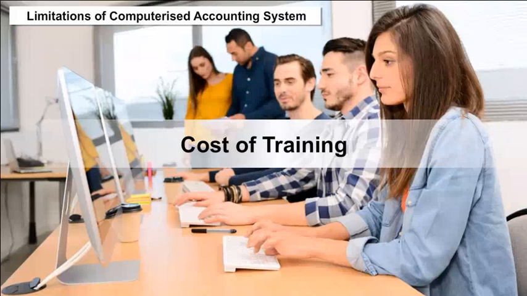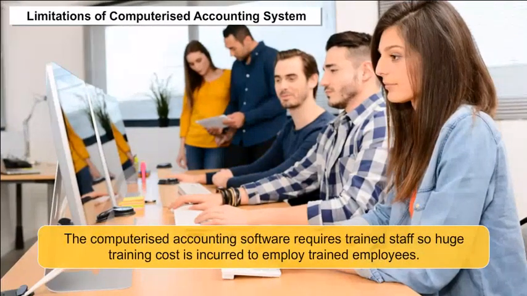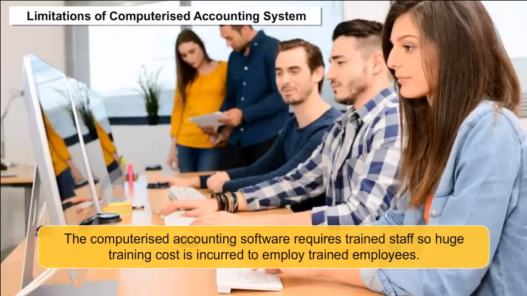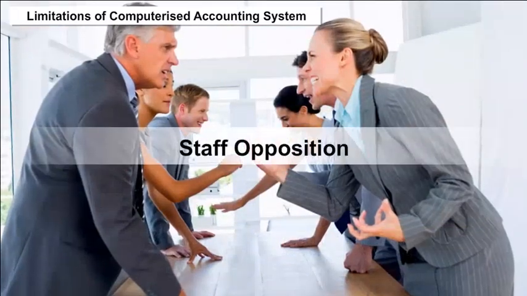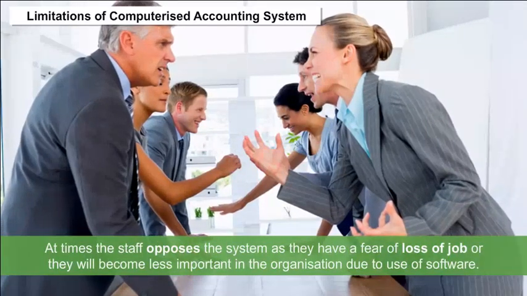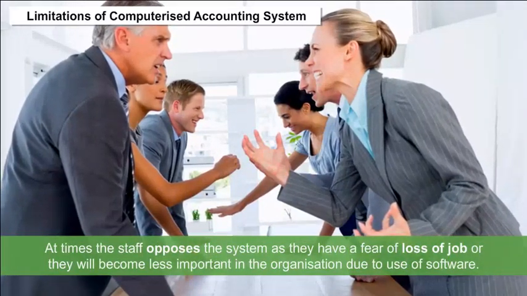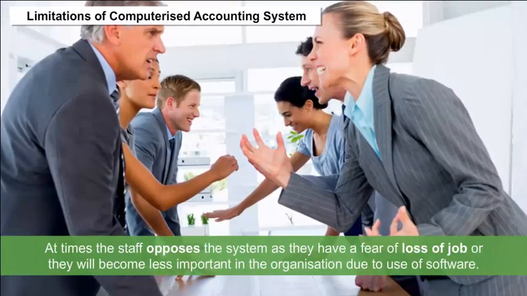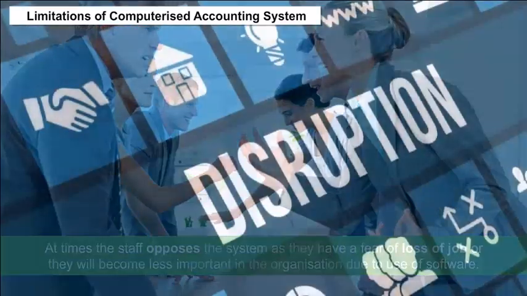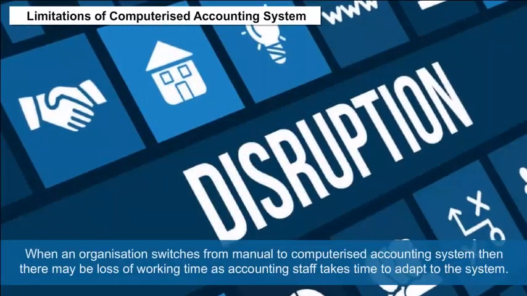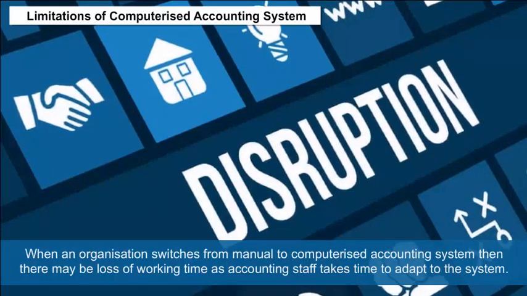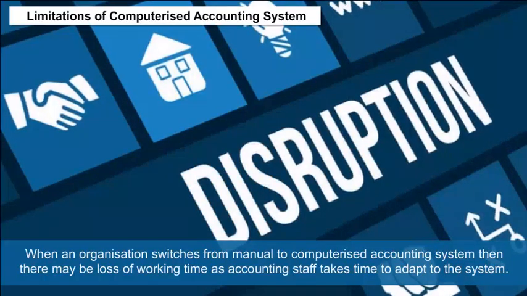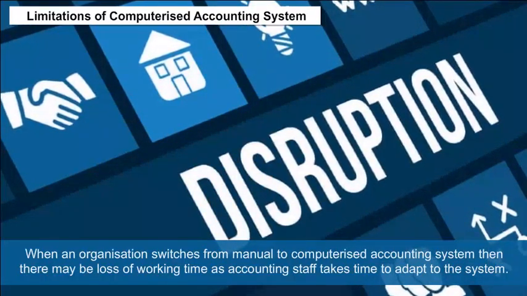Cost of training. The computerized accounting software requires trained staff, so huge training cost is incurred to employ trained employees. Staff opposition. At times, the staff opposes the system as they have a fear of loss of job, or they will become less important in the organization due to use of software. Disruption. When an organization switches from manual to computerized accounting system, then there may be loss of working time as accounting staff takes time to adapt to the system.